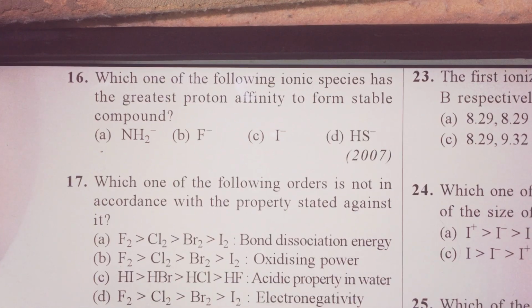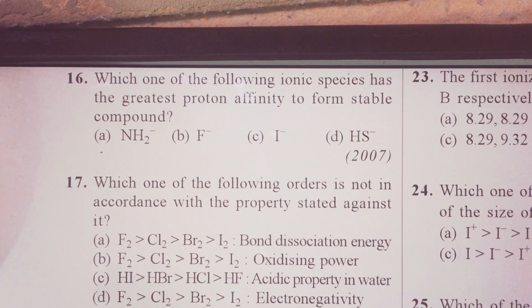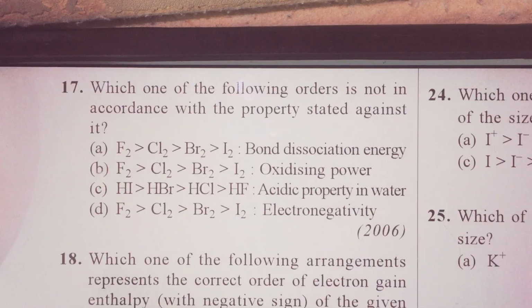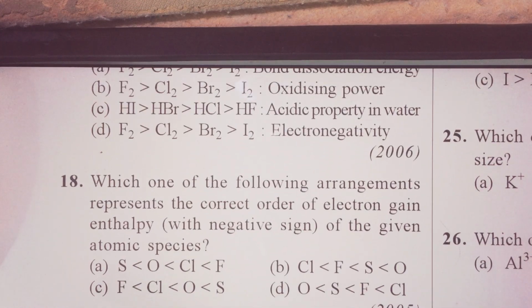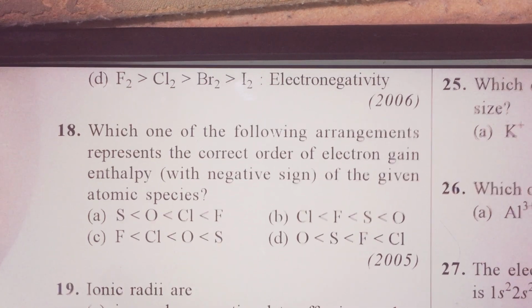Which one of the following orders is not in accordance with the properties stated against it? We got this question earlier. Answer to this question is definitely A. Again, this question is out of bounds. Which one of the following arrangements represent the correct order of electron gain enthalpy of the given atomic species? Answer is D.